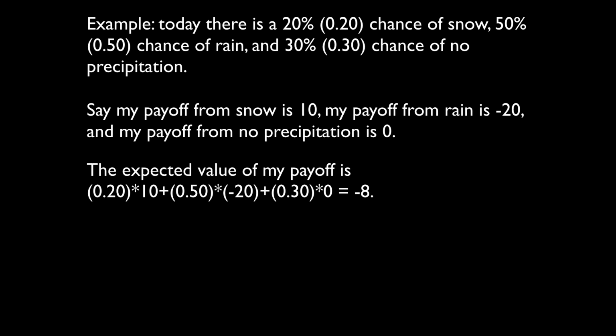Make sense? Another way to think about it is, sometimes I'm getting a 10, sometimes I'm getting -20, sometimes I'm getting 0. Well, my overall payout depends on how often those things happen, right? Sometimes I'm getting a 10, how often? Well, 20% of the time. Sometimes I'm getting a -20, how often? Well, 50% of the time. Sometimes I'm getting 0, 30%. So I add all this stuff.